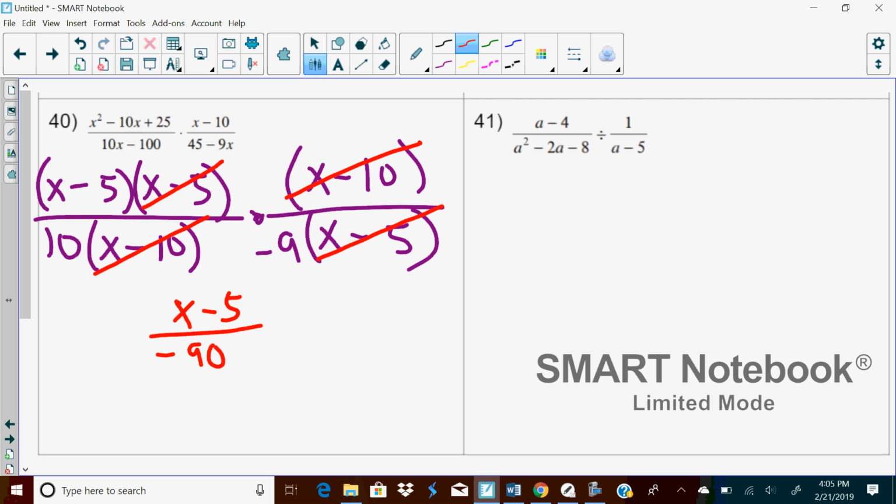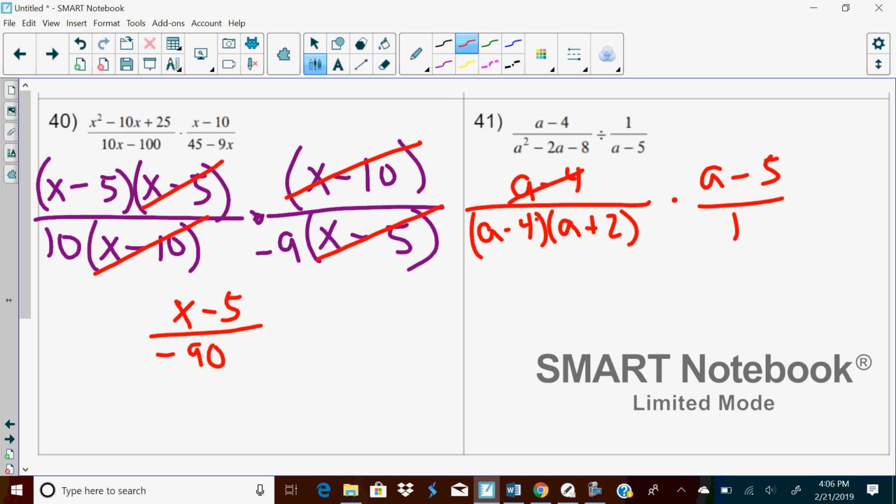41, I'm going to factor it as well as flip it. So I get a minus 4 over a minus 4a plus 2 times a minus 5 over 1. So these cancel. My final answer is a minus 5 over a plus 2.